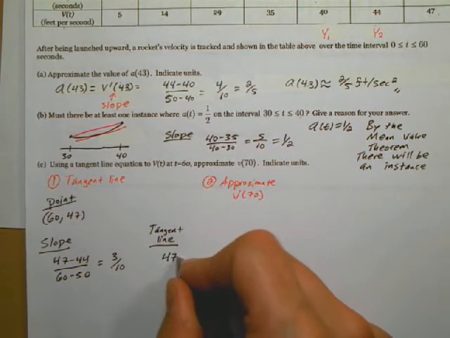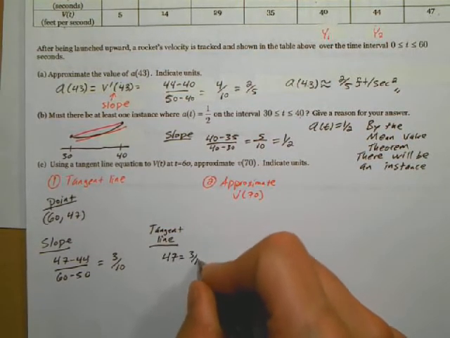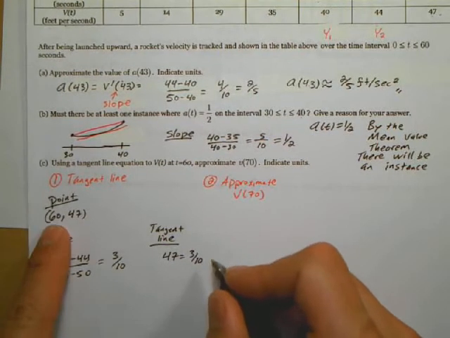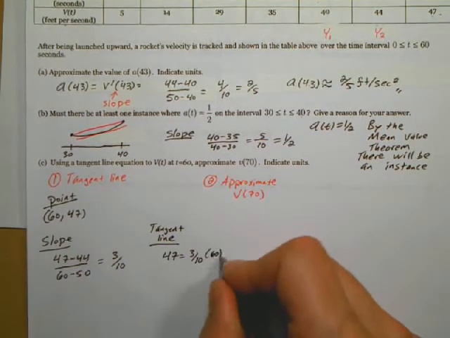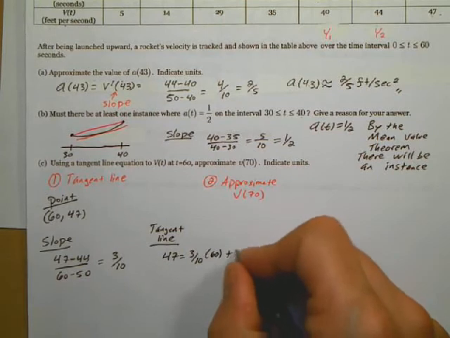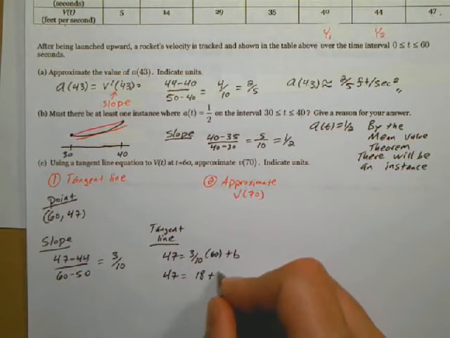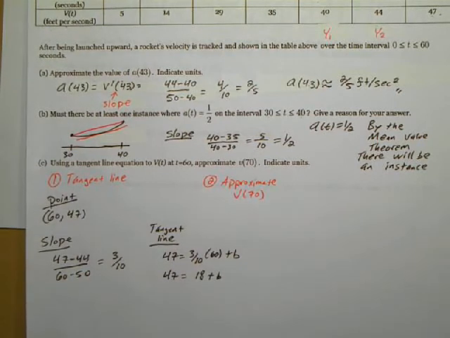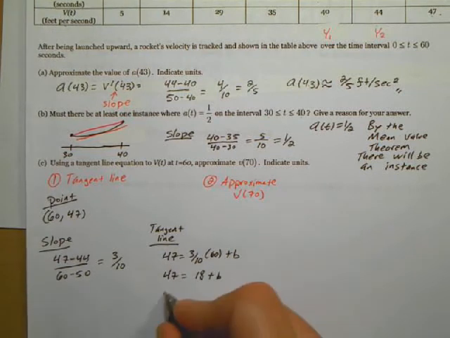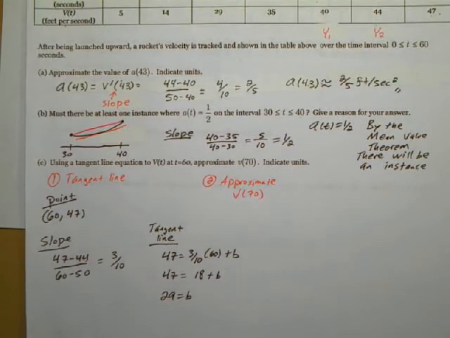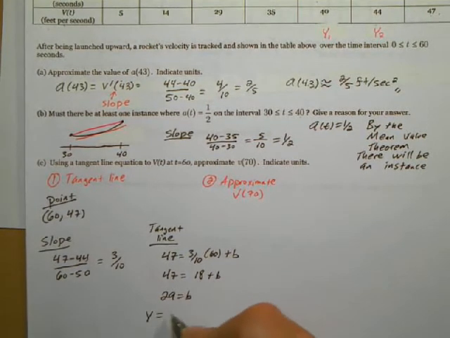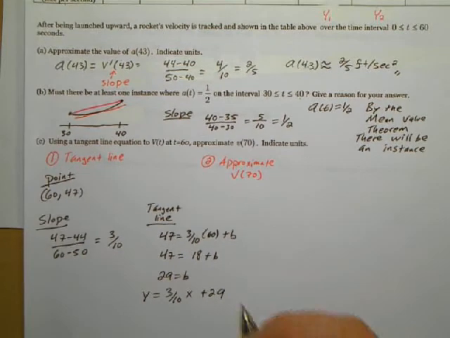So then my tangent line, I have to find my y-intercept, so this is going to be 47 is equal to 3 over 10. The x-coordinate I'm using is 60, and it's going to be plus b. This is going to be 47. This is 18 plus b. And then if I subtract 18 from 47, let's see, 47 minus 18 is 29. So that's my y-intercept. So my tangent line equation is going to be y equal to 3 over 10 x plus 29.